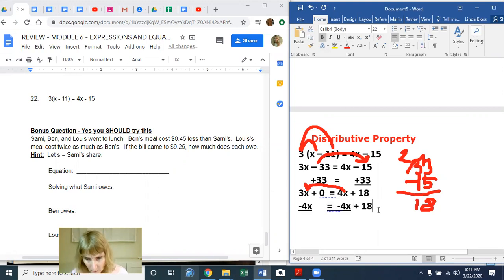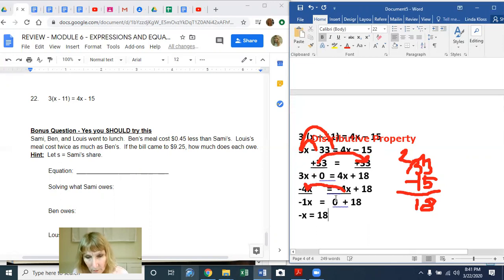And 3x minus 4x is going to give us negative 1x, or just negative x, equals the 4x and the minus 4x is going to give us 0x, or just 0, plus 18. Okay, we're going to drop the 0, so we have negative x equals 18.